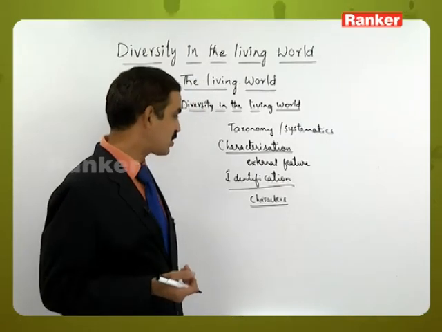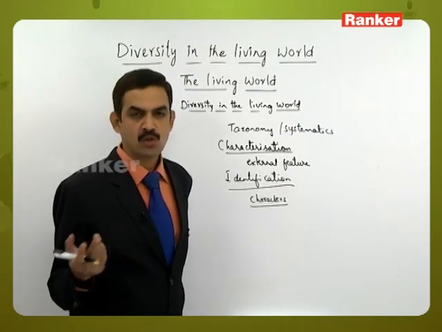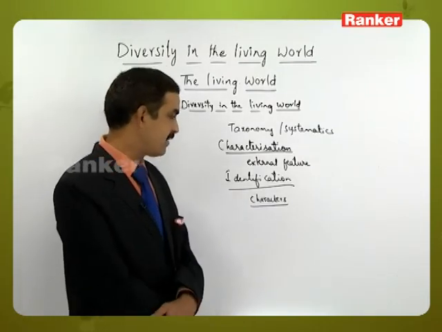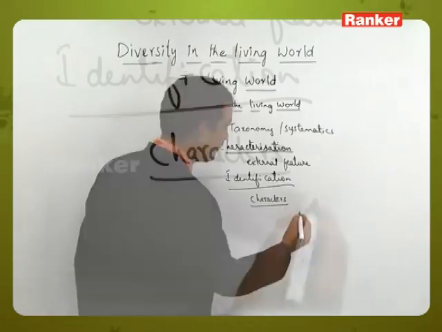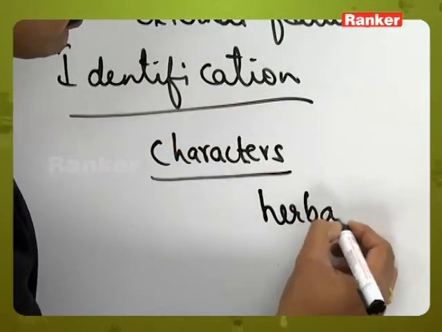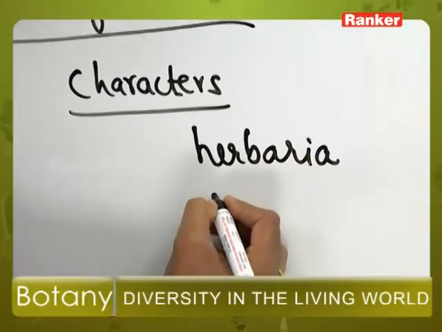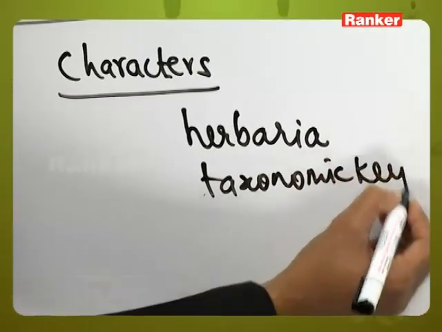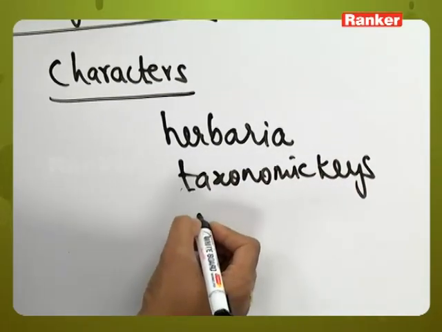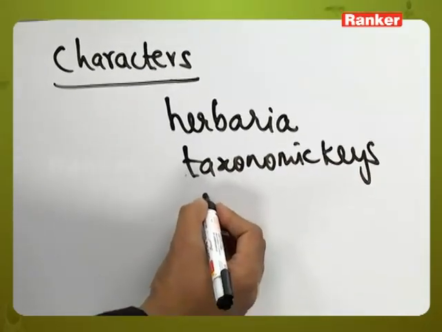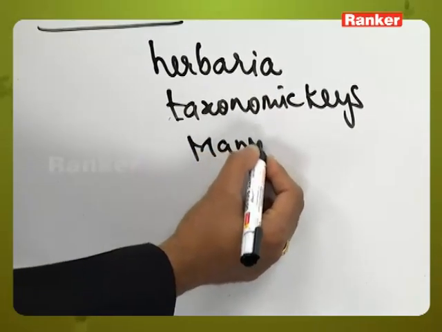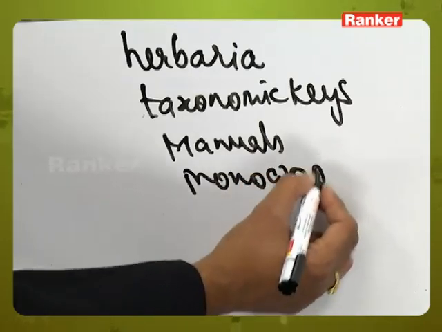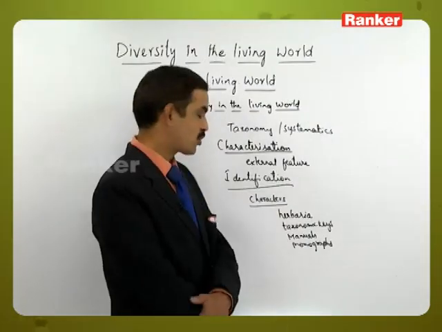But by using the taxonomic aids, we can say that so and so plant may have been identified earlier by some other person. So that is the way we are going to identify the plants, by using some taxonomic aids like herbaria, taxonomic keys, manuals, monographs. All these help in the identification; that is what we call taxonomic keys.